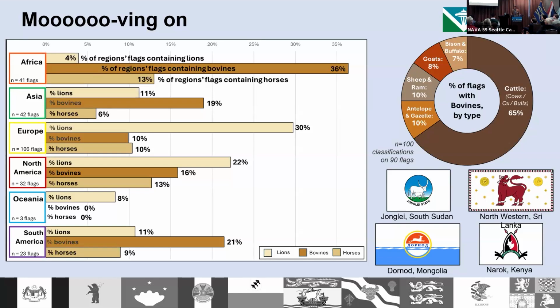That's cloven-hooved animals. They only usually occur on regional flags. 96% of all bovines that occur on flags occur on regional flags. There are only 4 national flags that I found that actually have bovines on them. That would be Andorra, Croatia, the Falkland Islands, and Moldova. So they're very common, but only on regional flags. I thought that was quite interesting.